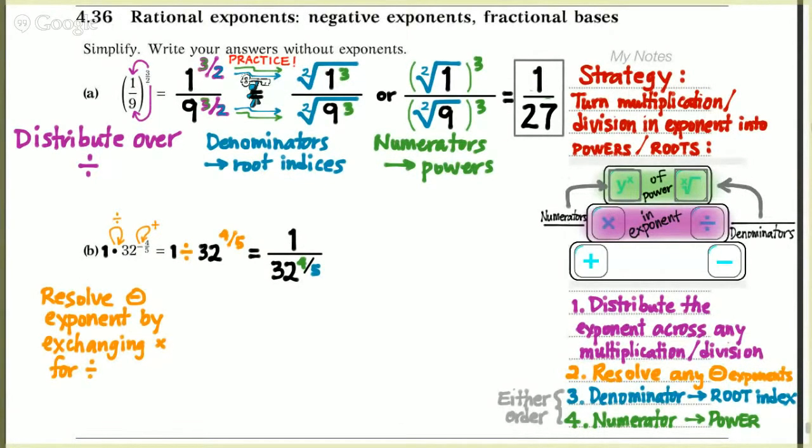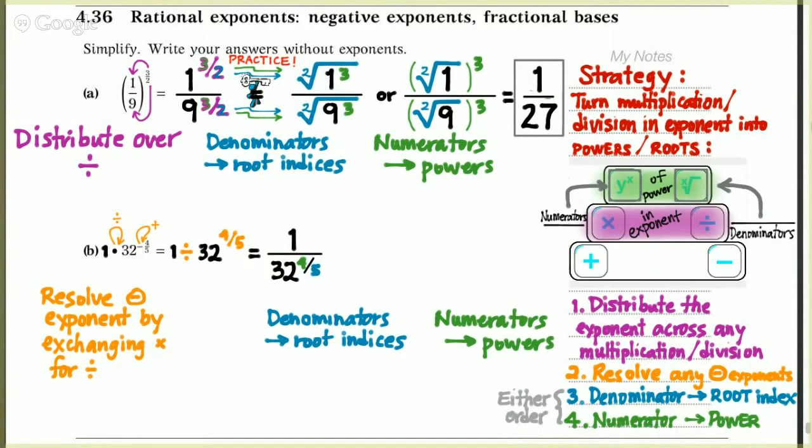And now, let's resolve that fractional exponent 4/5 by first using the denominator to suggest the index of a root. 32 to the 4/5 can be computed by first finding the 5th root of 32, and then using the numerator, 4, to suggest a power of that number. So the 5 in the denominator becomes an index on a root, the 5th root of 32, and then we're going to raise that answer to the power 4.